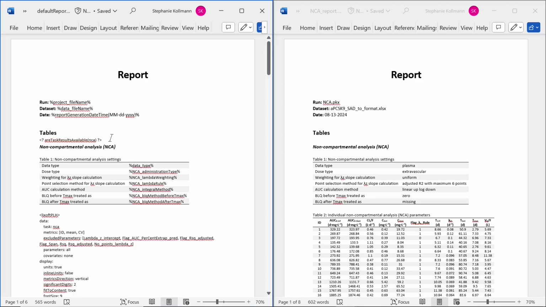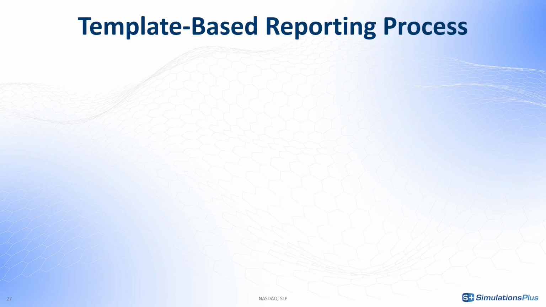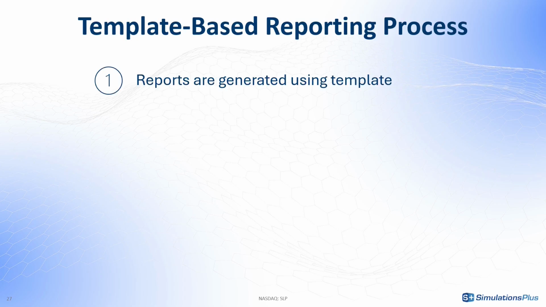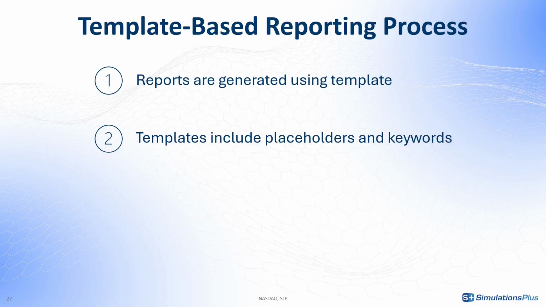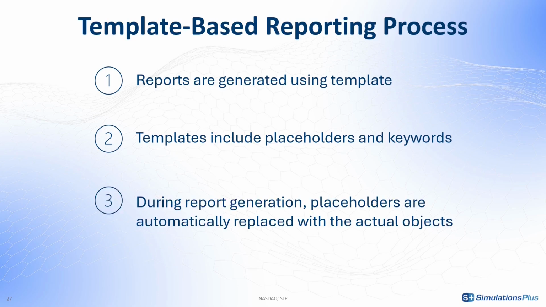For example, the following non-compartmental analysis section will only appear if the NCA task has been executed. Thanks to this tag, you can use a template with additional analysis sections beyond those in the project without causing an error. To summarize, reports in MonolixSuite are generated using a template-based system. A template contains the project-related information in the form of placeholders and keywords, which are then replaced during the report generation with the objects they represent.